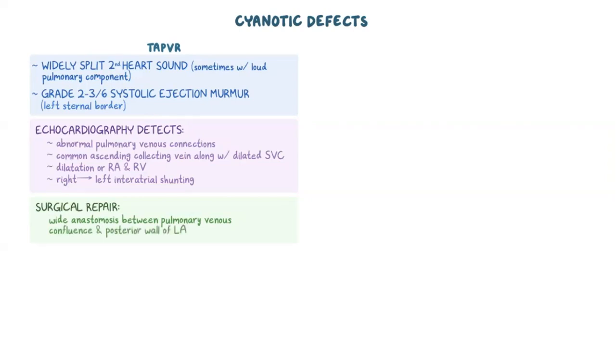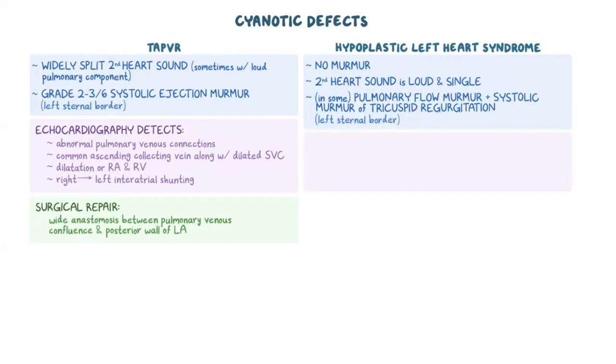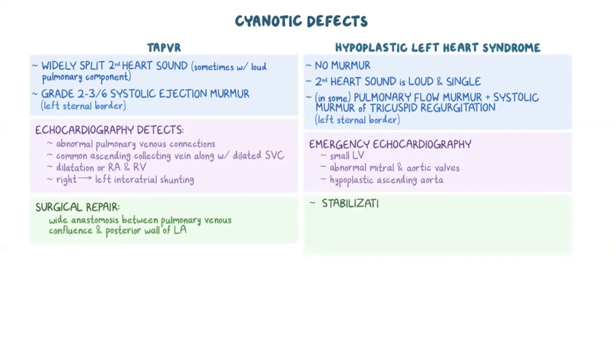And finally, in hypoplastic left heart syndrome, typically, no murmur is heard. The second heart sound is loud and single, and in some, a pulmonary flow murmur may be present alongside a systolic murmur of tricuspid regurgitation. Diagnosis is by emergency echocardiography, which shows a small left ventricle, abnormal mitral and aortic valves, and hypoplastic ascending aorta. Treatment includes stabilization, prostaglandin E1, and staged surgical correction or heart transplantation.